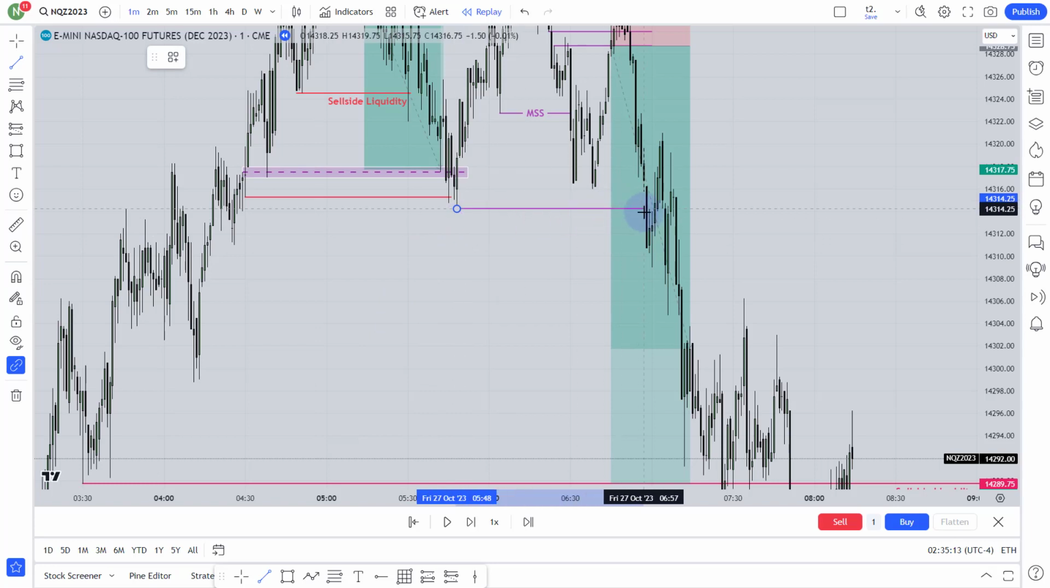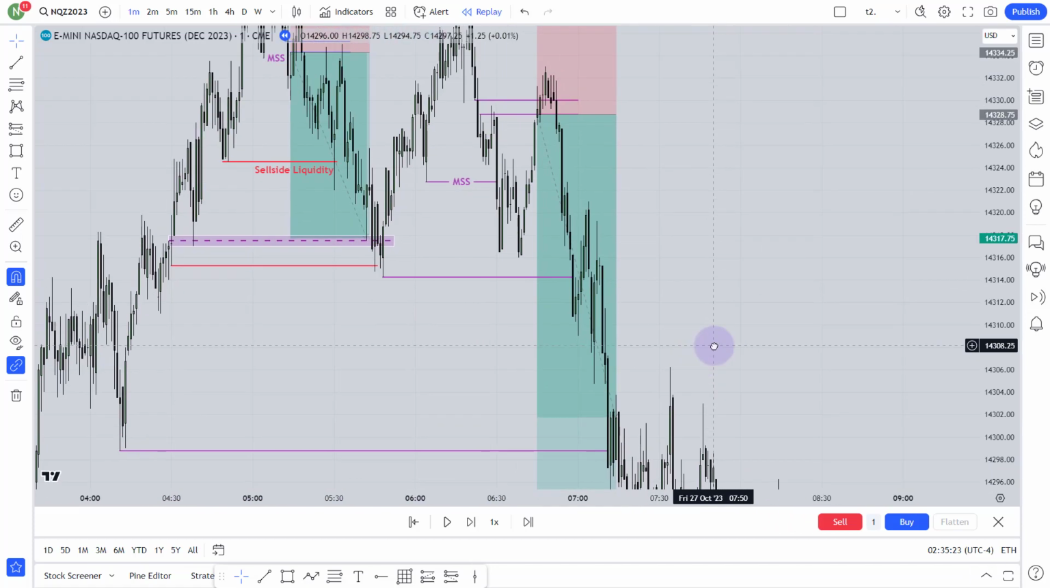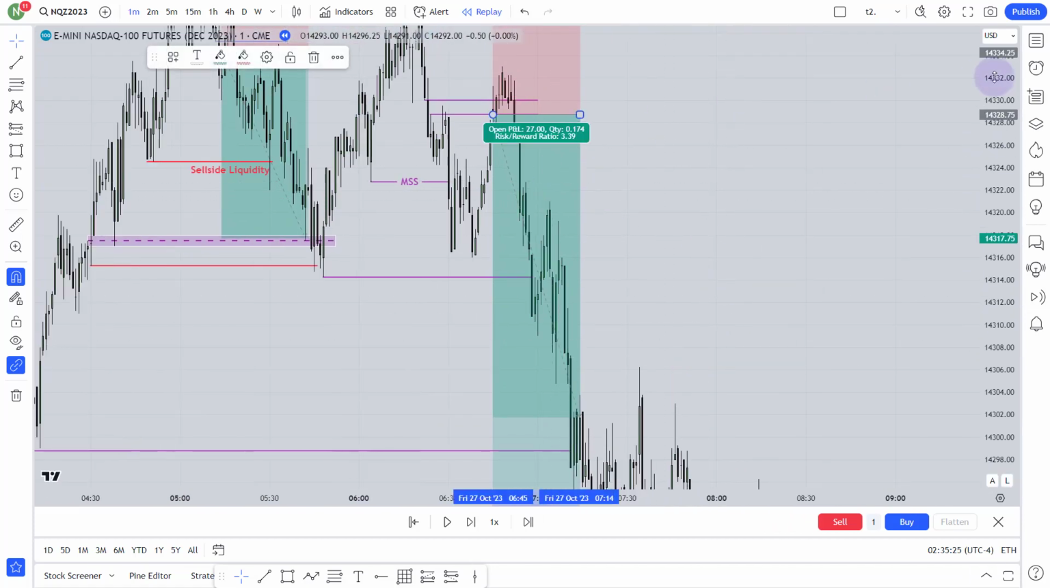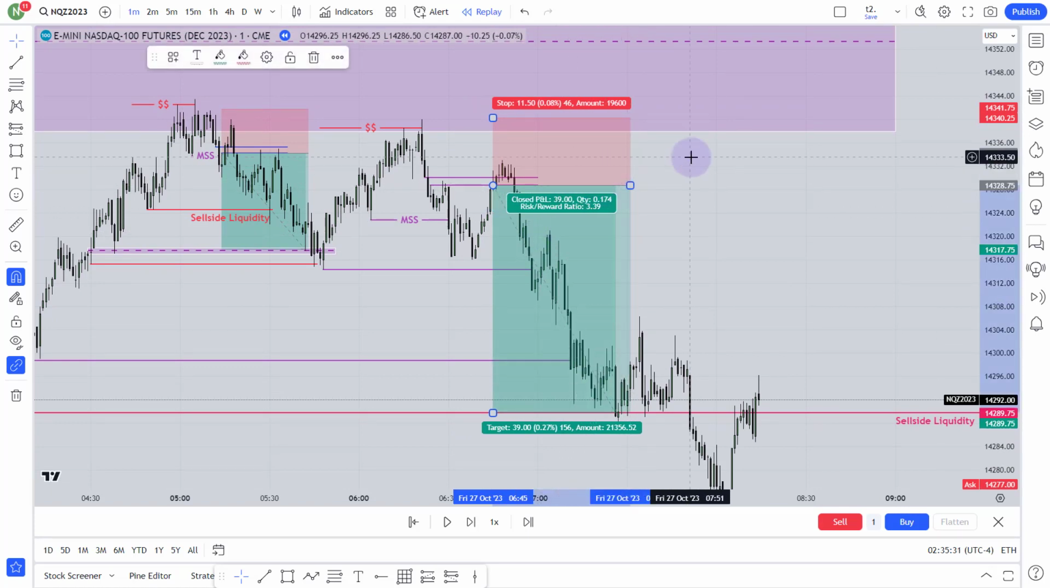You have to take some partial over here and over here, because this is also very clean sell side liquidity. So you have to take some partial in those two places. And if you look for the risk reward ratio, it's about 1 to 3.39, something like that. So that is better, I think, and that should be your target.